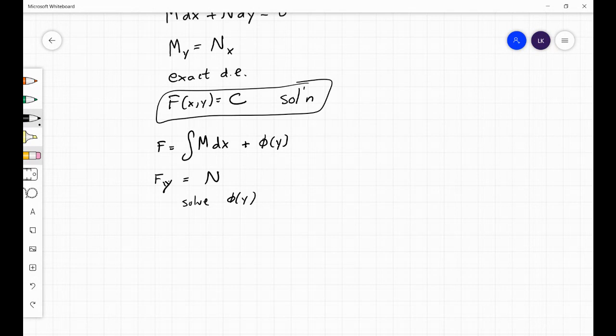Now the order in which I integrated and then differentiated didn't matter. I could have first integrated N instead with respect to y, and our function of integration, so to speak, would be a function of the other independent variable x. Then I would differentiate that result with respect to x, and I would set that equal to M. That's also doable.